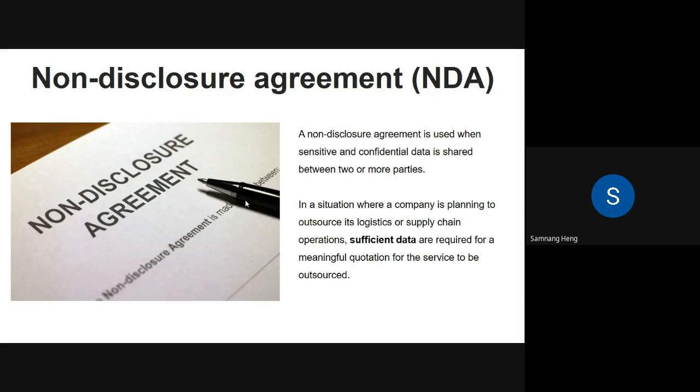They know what kind of products Amazon asks them to ship to Amazon customers. They know everything. But the non-disclosure agreement states that even though you know the data about Amazon, you're not supposed to share it with any other party. You have to keep it confidential. Not supposed to share it.